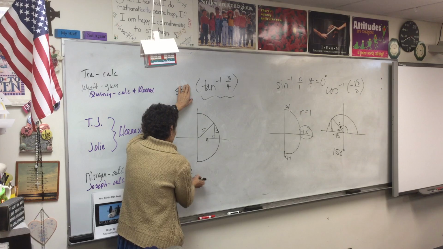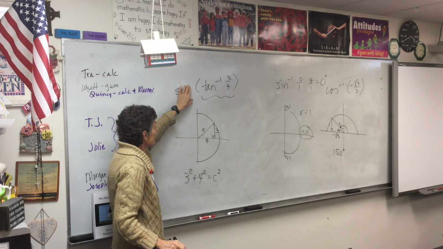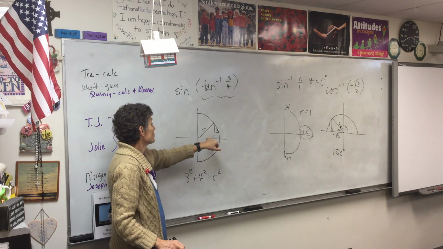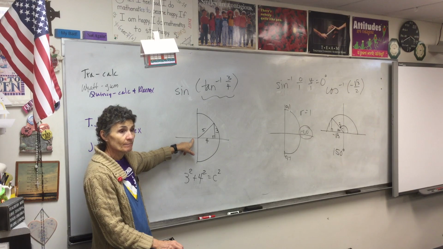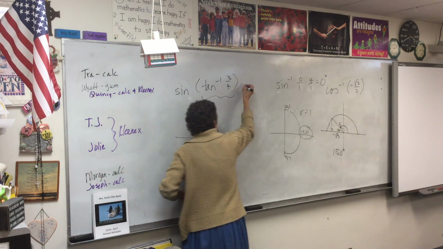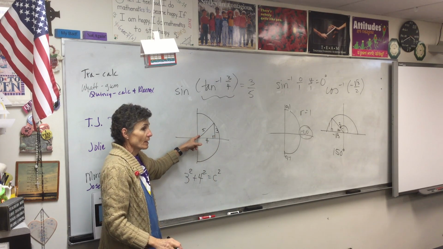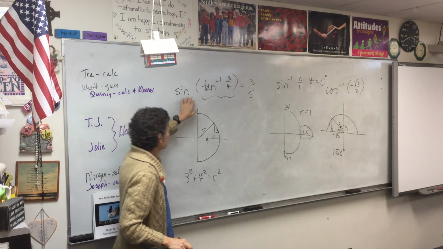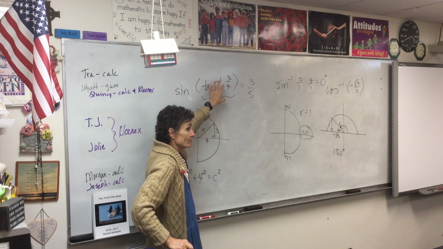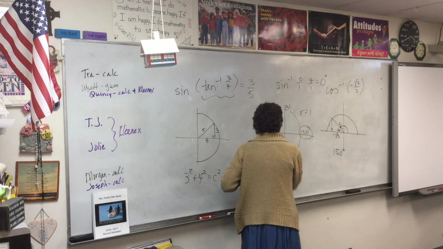3 squared plus 4 squared equals c squared. That's 5. Now, I don't know the angle, but can I find the sine? Yes. What's the sine? 3 over 5. Very good, Ellen. 3 over 5. Sine is opposite over hypotenuse. And this question says, find the sine of that picture. That's it. Easy. Let's look at the next one.